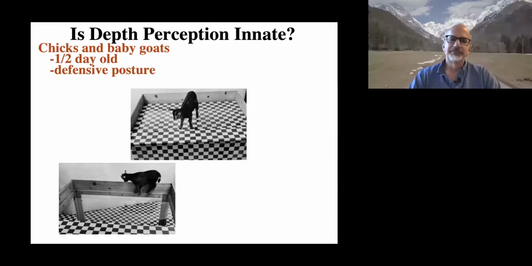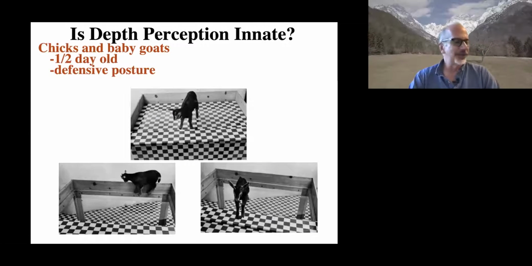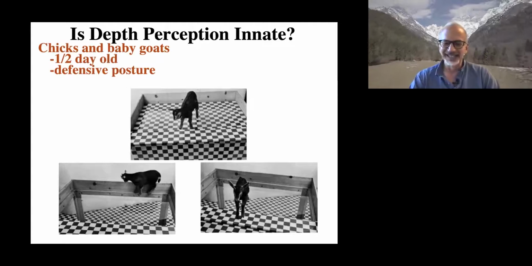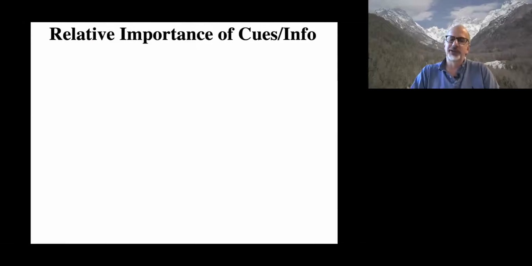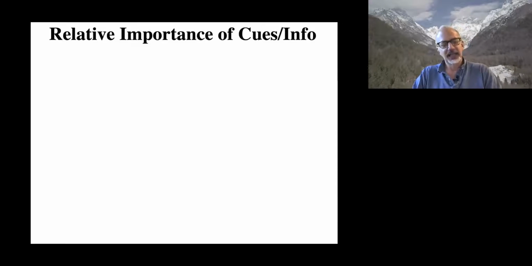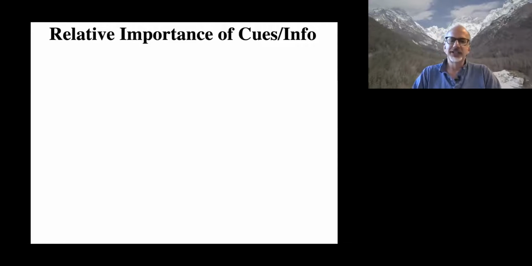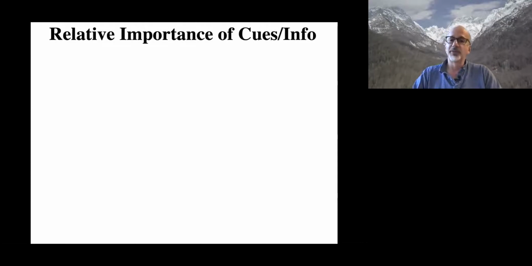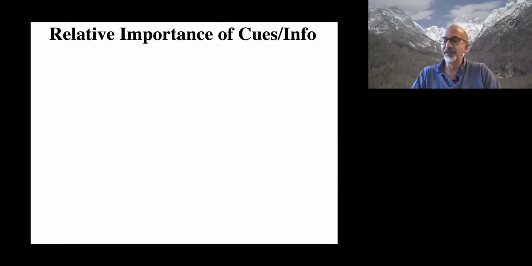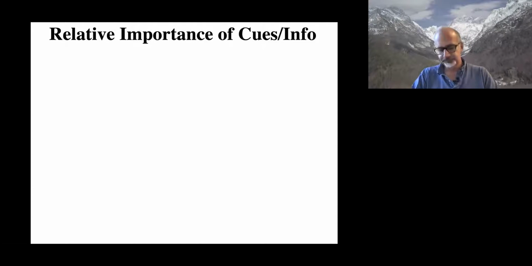So here's what you can do. Oh, yeah, there it is. There's that little baby goat jumping to the safe side. There he goes. All right. What you can start doing, at least on a first pass, is to start looking at the relative importance of different visual dimensions for perceiving depth when it comes to how an infant uses this information.